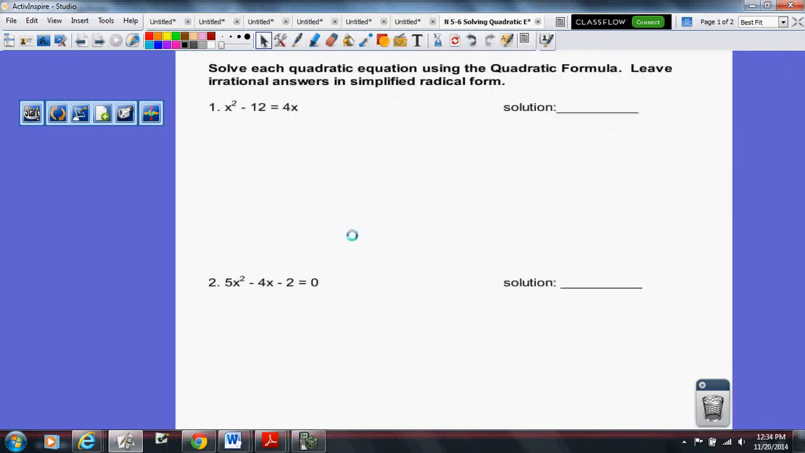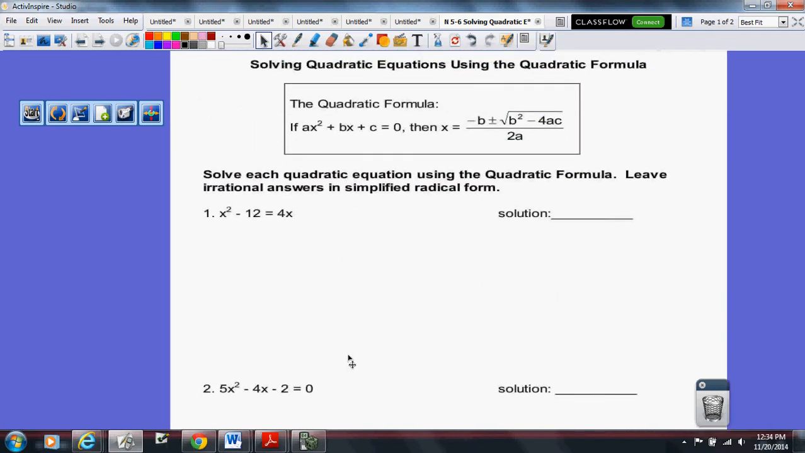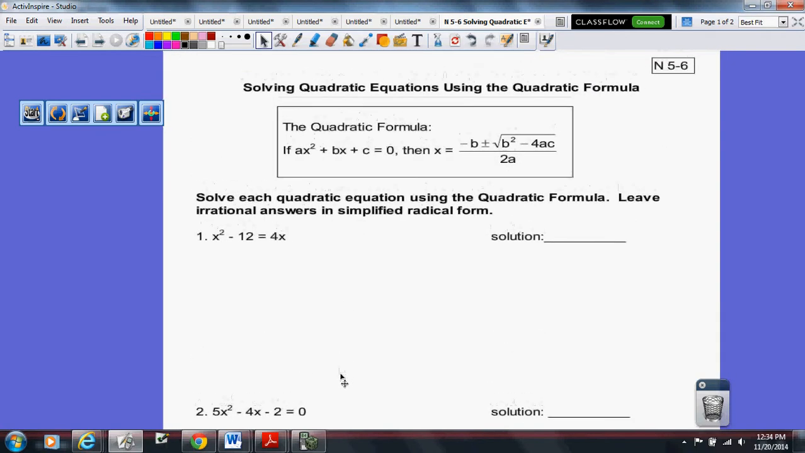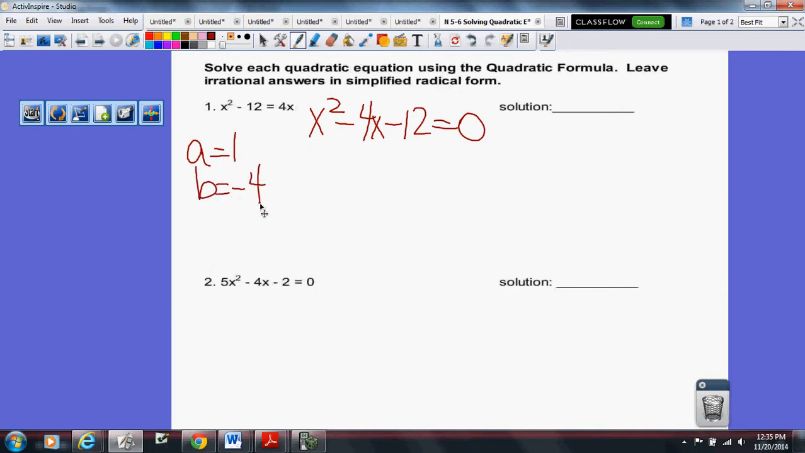So I know that I need to put this in standard form in order for me to solve it. So I know basically I have to set it equal to 0. So I know my 4x is going to have to move. So I know that what I really have is x squared minus 4x minus 12 equal to 0. So now that I've done that, I can denote what my a, b, and c is. So I know that my a is a 1, my b is a negative 4, and my c is a negative 12.